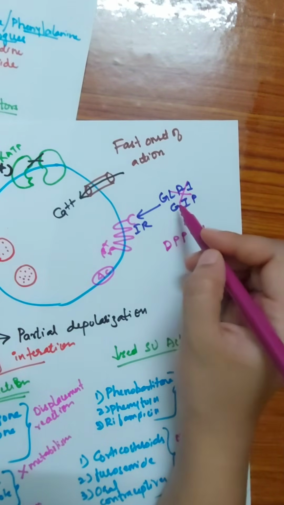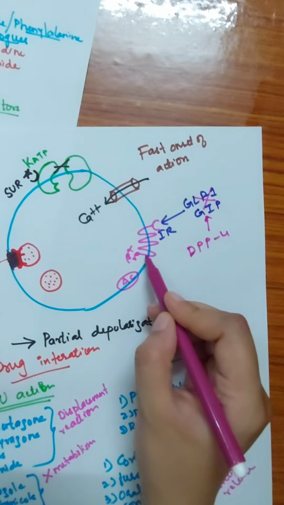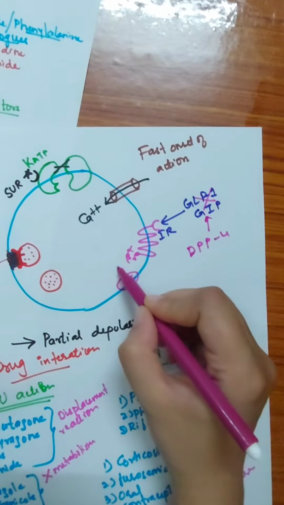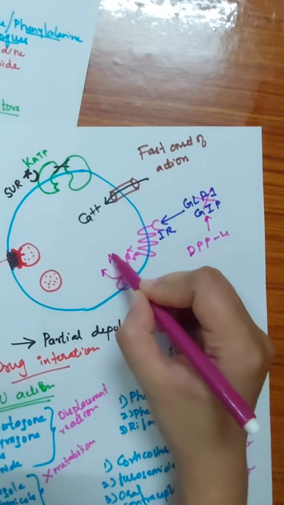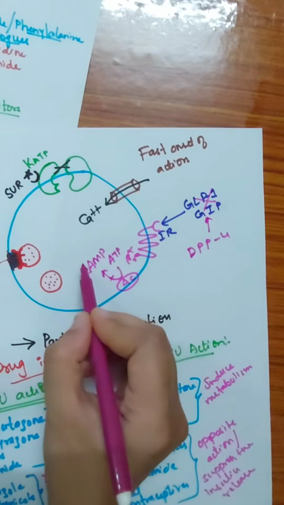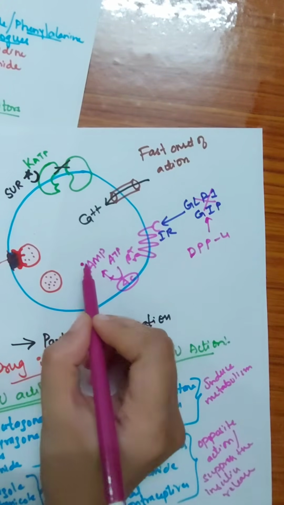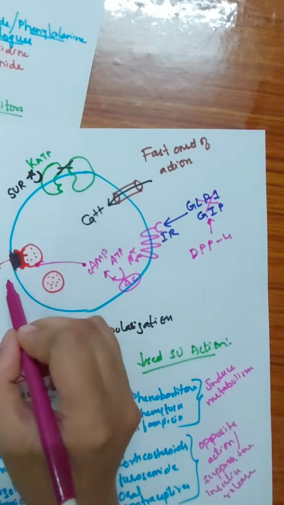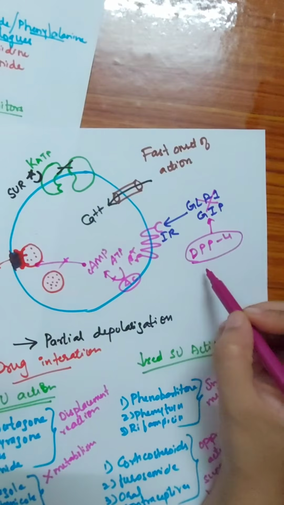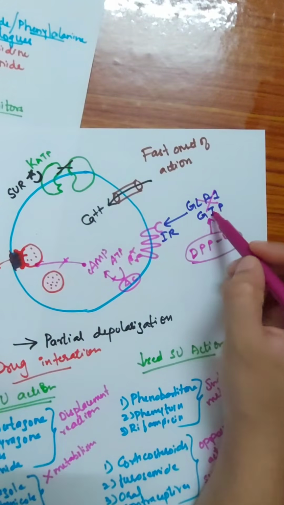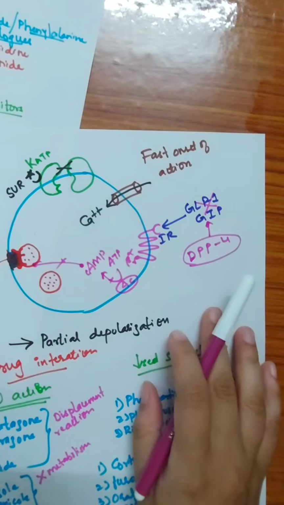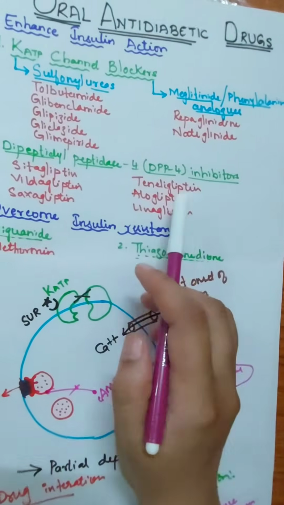What this DPP4 will do, it will inhibit these incretins. When these incretins are inhibited, means there won't be activation of this G protein coupled receptor, there won't be activation of adenylyl cyclase, and this conversion of ATP into cyclic AMP is also inhibited, and this cyclic AMP induced release of insulin is also inhibited because of this DPP4. Okay, DPP4 is an inhibitor of these incretins. So we want such a drug that will inhibit this enzyme only, and that drug is the DPP4 inhibitors.